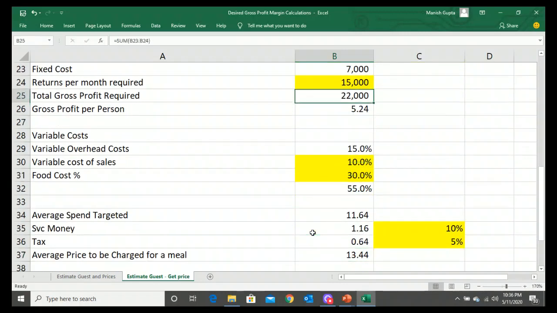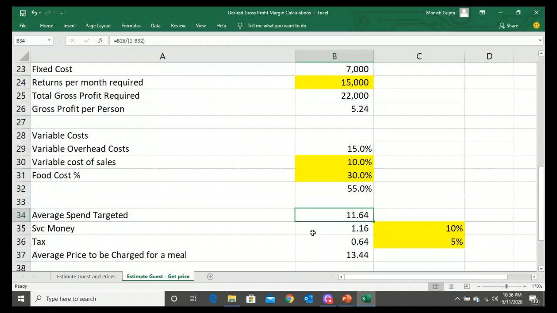Now whenever we are going to sell to anybody, there will be certain variable costs. So we are considering variable costs here as 15%, 10%, and food cost. At the moment we are just expecting 30%, let's say we assume it here. So the total becomes 55% now. Based on 55%, we need to earn at least $11.6 from every person, charging $11.6 on average, not including the service money or tax, or by meal period, right?